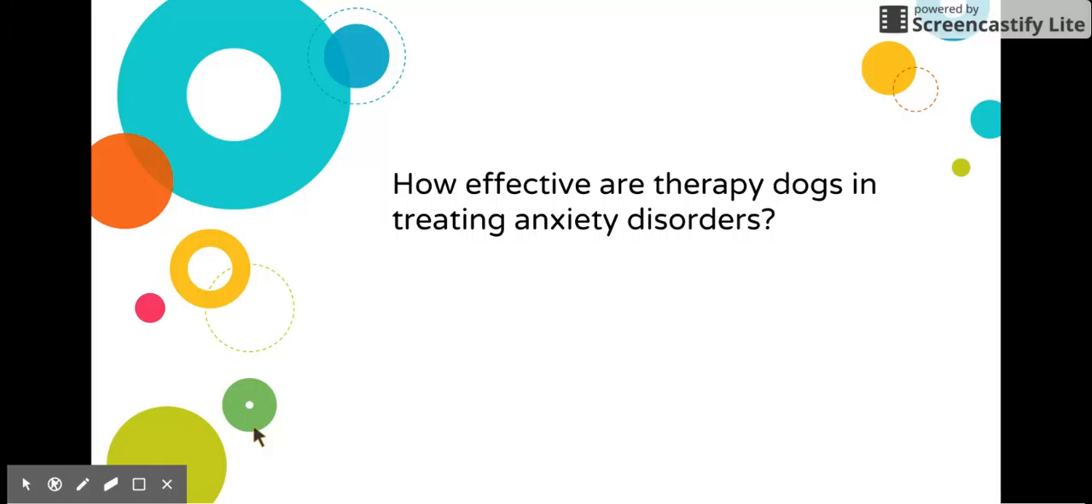The next thing I need to know is, what is it that therapy dogs are doing? And what I can read from my question is that they are treating anxiety disorders. So the second concept is anxiety, or maybe anxiety disorders. And then if I need to add more keywords, I might think about the word treat, or treating, or treatment, or maybe even help, which would be an easy synonym for the word treatment. I might also consider the word effective.